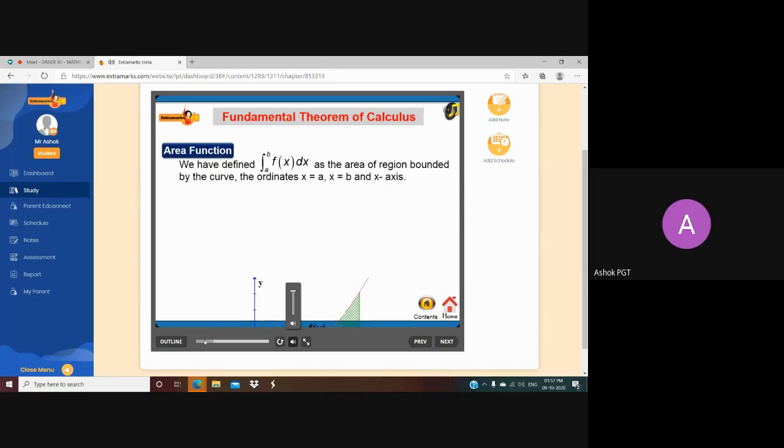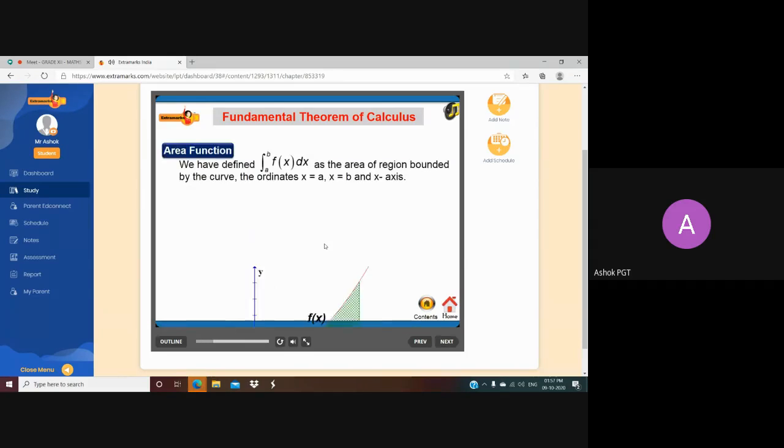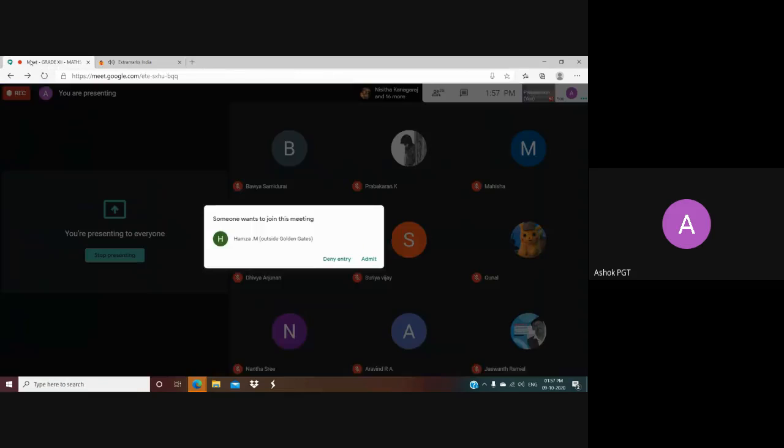Area function. We have defined the integral of f, fundamental theorem of calculus. Area function. We have defined the integral of f(x) over the interval [a, b] as the area of the region bounded by the curve, the ordinates x is equal to a, x is equal to b, and the x-axis.